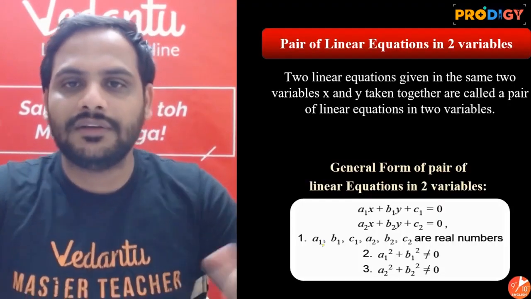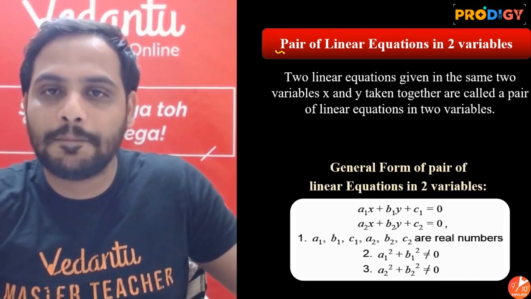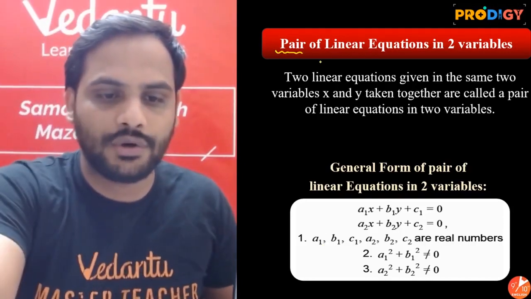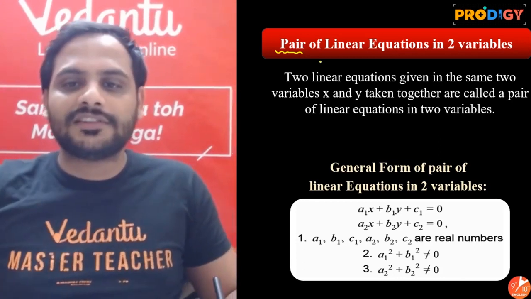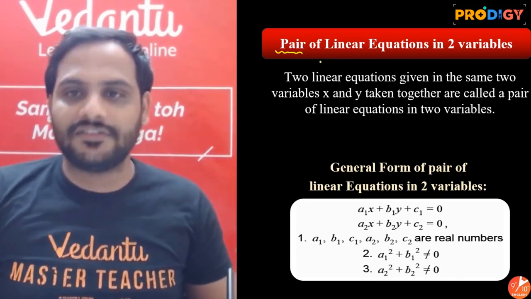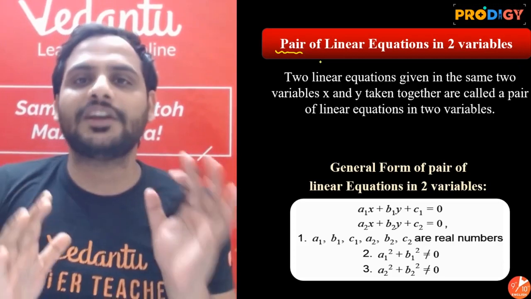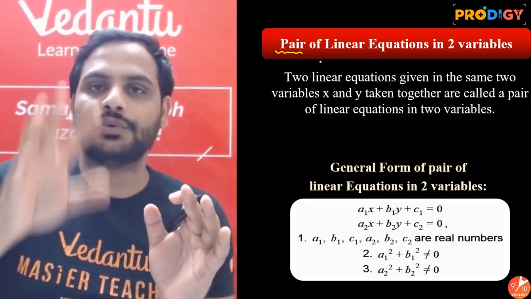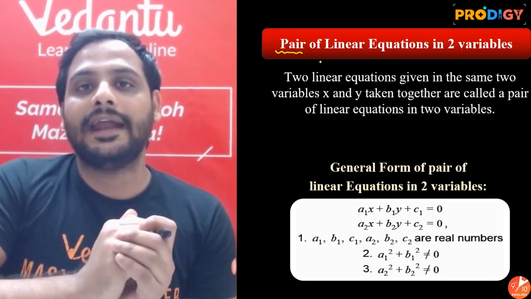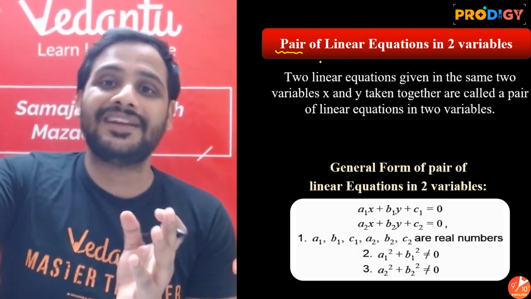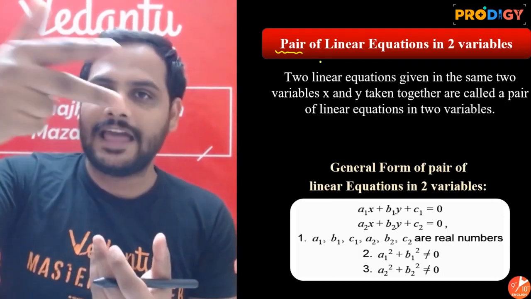I have told you we are talking about the pair. What we are doing, beta, we are talking about the pair. Pair means two, so two equations we are solving simultaneously. A linear equation in two variables, I have told you the general form is ax + by + c = 0, and it has infinite solutions. But when I talk about a pair, I will get two equations.